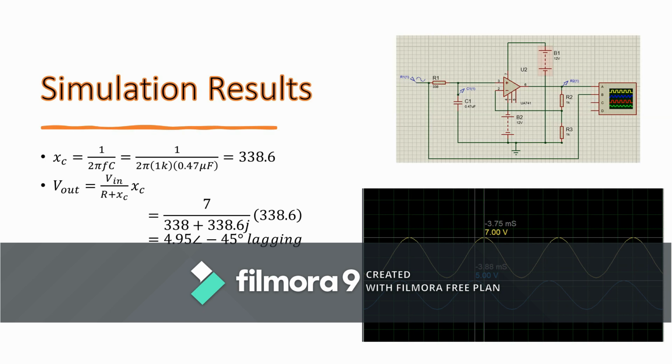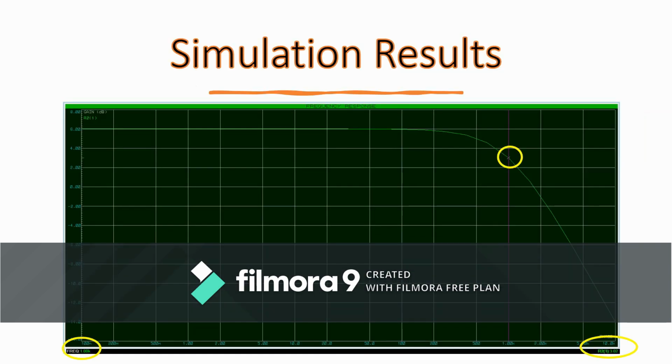So in the simulation result at the bottom right hand side, the yellow graph represents the output voltage and the blue graph represents the input voltage of the circuit. Then from the formula at the left hand side, after verification, we can know that the result obtained is correct. Then this is the simulation result of the frequency response curve plot in Proteus.